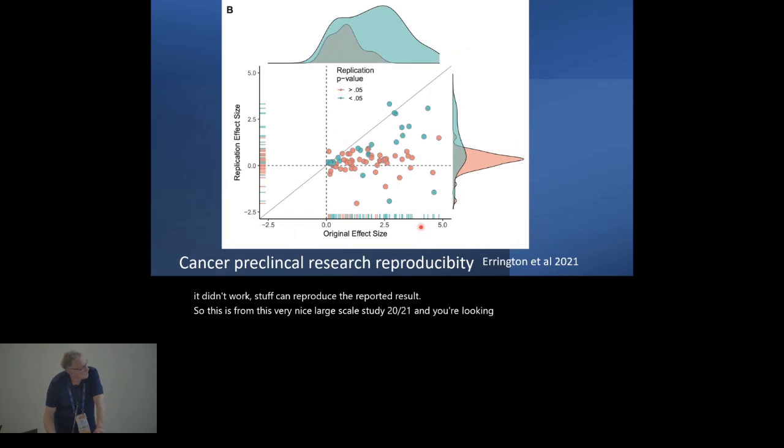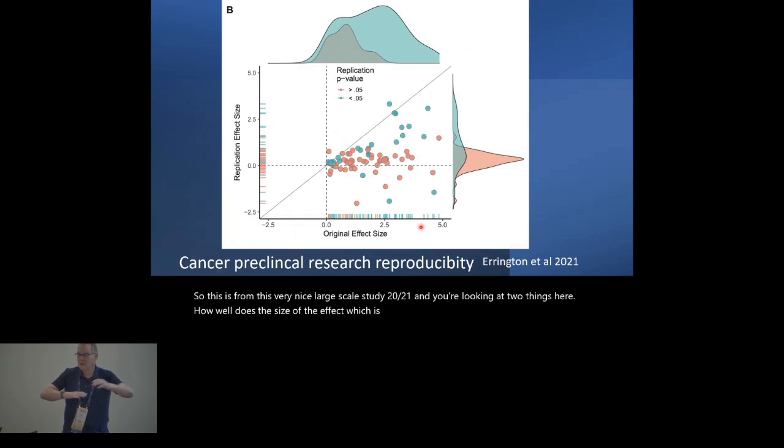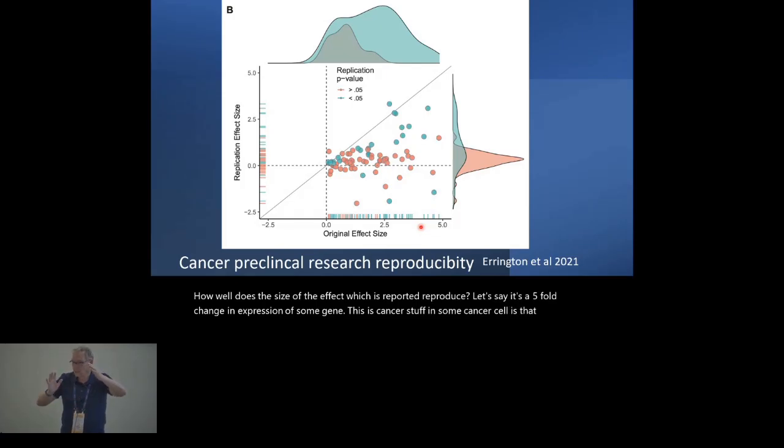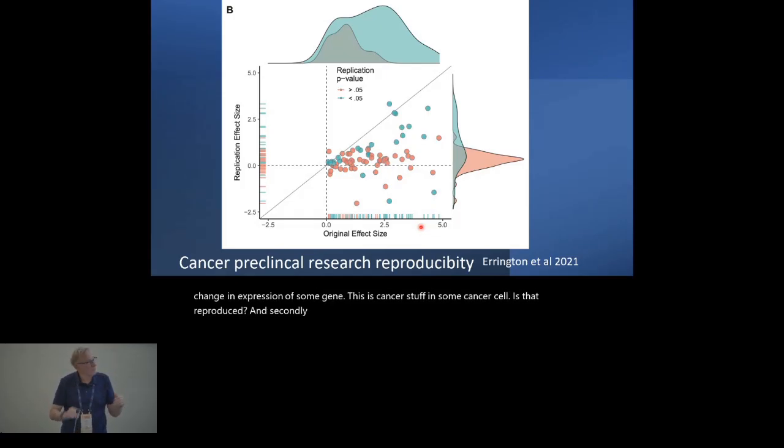And you're looking at two things here. How well does the size of the effect which is reported reproduce? Let's say it's a 5-fold change in expression of some gene. This is cancer stuff in some cancer cell. Is that reproduced? And secondly, is it significant by this traditional, very poor 0.05 probability criterion?